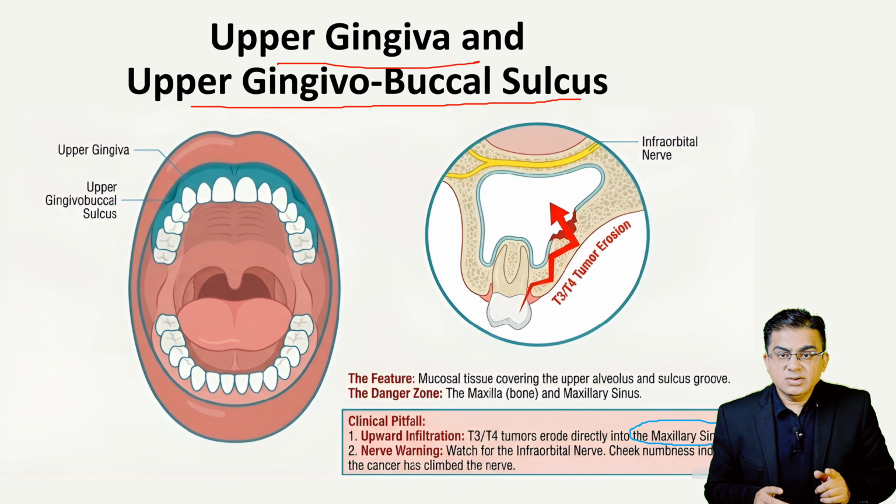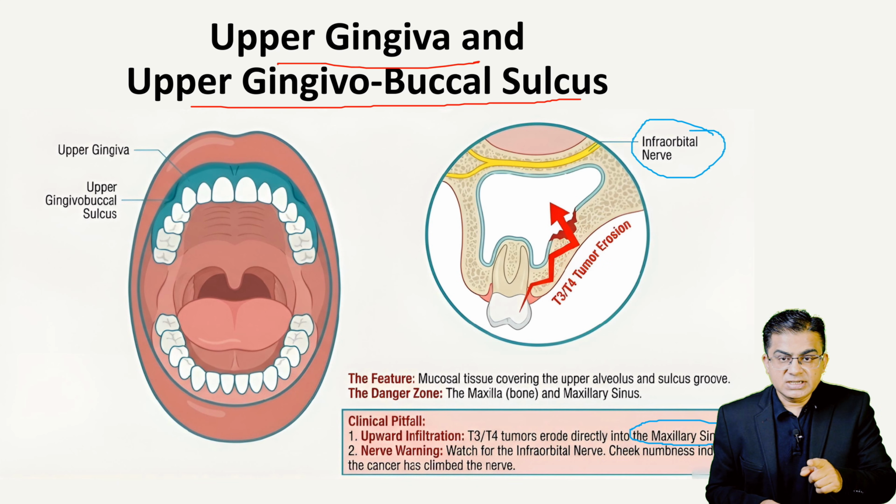Also remember, when you have an advanced tumor at this location, watch the nerves, specifically infraorbital nerve. If your patient complains of numbness on his cheek, the cancer has already climbed up that nerve.